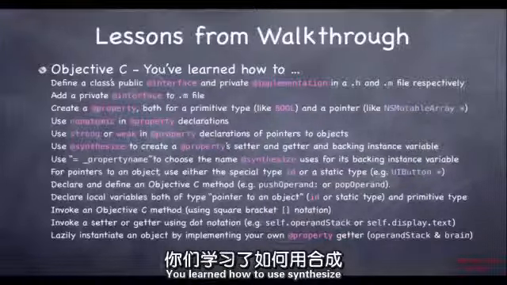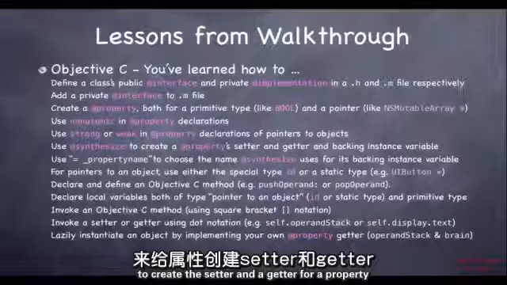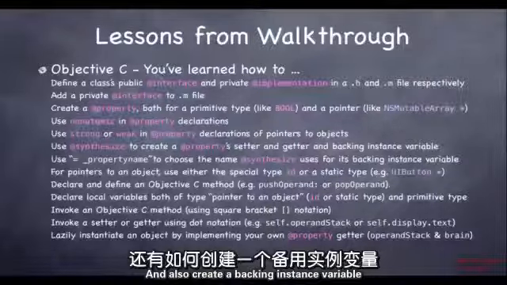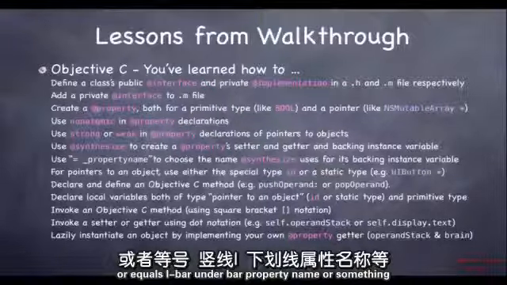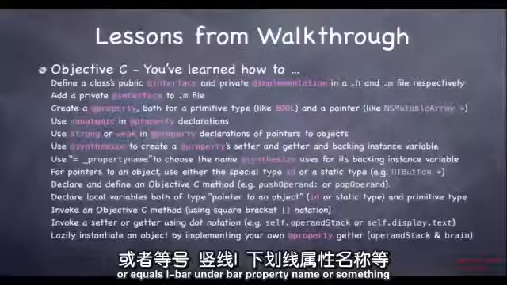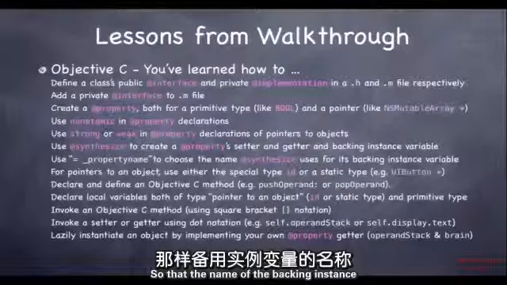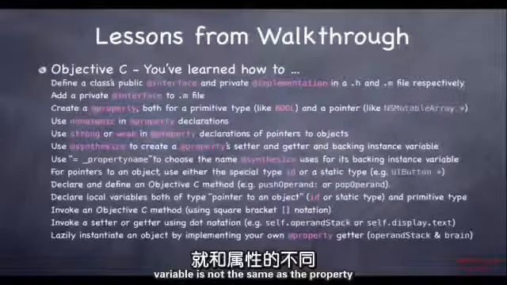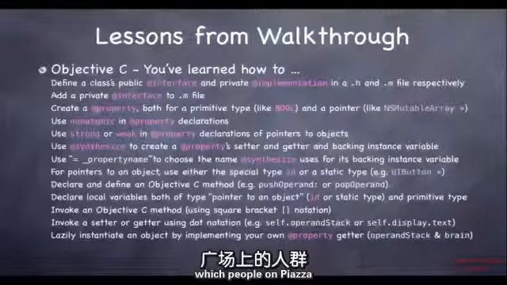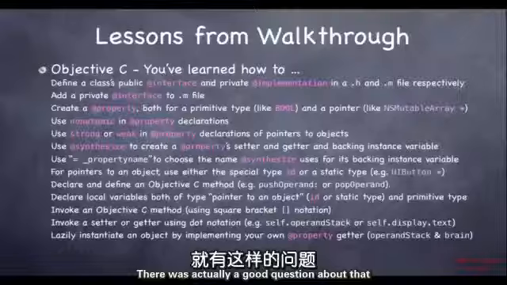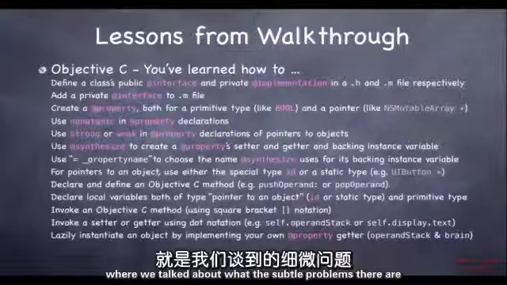You learned how to use synthesize to create the setter and a getter for a property and also to create a backing instance variable. And you learned that you always want to put equals underbar property name or something so that the name of the backing instance variable is not the same as the property, because that leads to some subtle problems, which people who have been on Piazza, there was actually a good question about that where we talked about what the subtle problems there are.